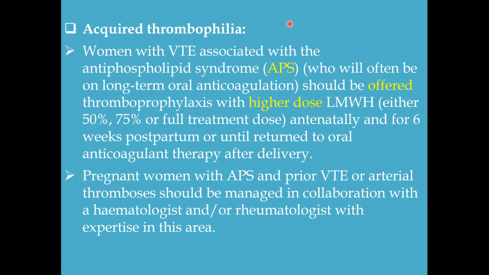What about acquired thrombophilia? Women with VTE associated with antiphospholipid syndrome, who will be on long-term oral anticoagulant, should be offered thromboprophylaxis with high-dose low molecular weight heparin, either 50%, 75% or full treatment dose, antenatally and for 6 weeks postpartum or until return to oral anticoagulant therapy after delivery. This is the same as for score 4 antenatal. So we give a patient with previous VTE and associated antiphospholipid syndrome a high dose of low molecular weight heparin.